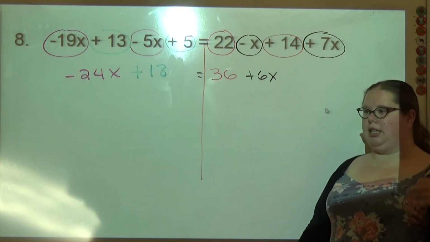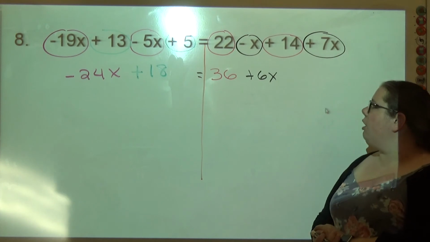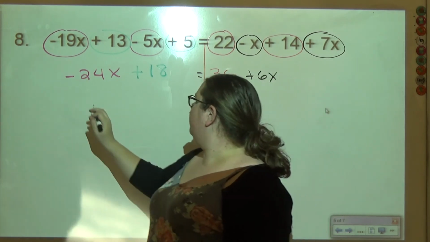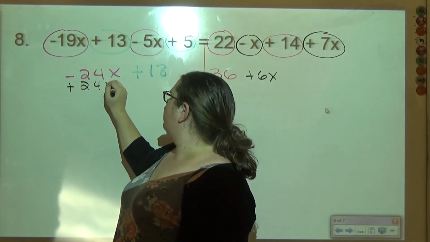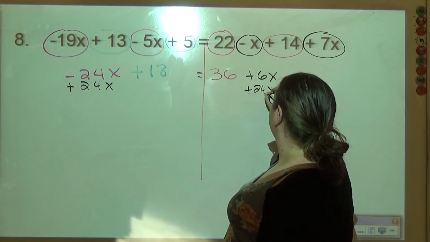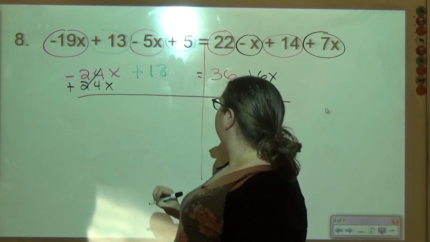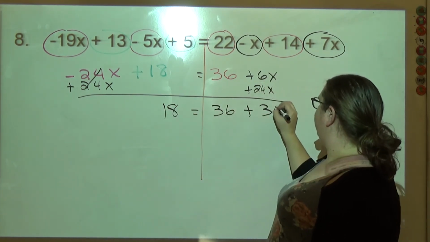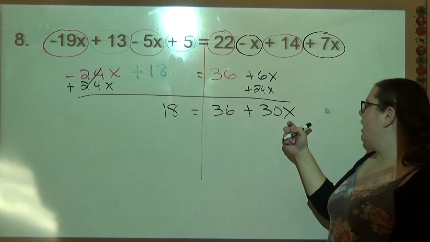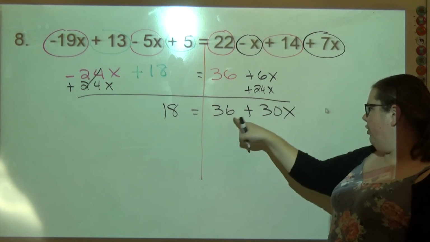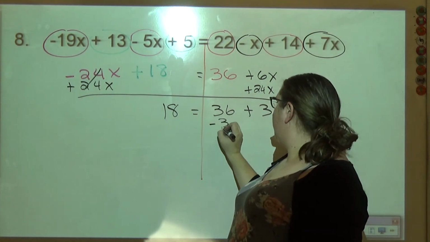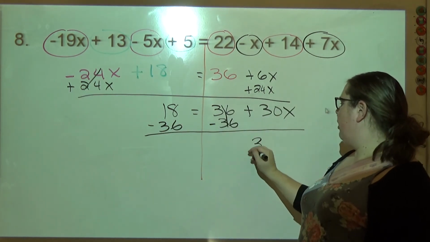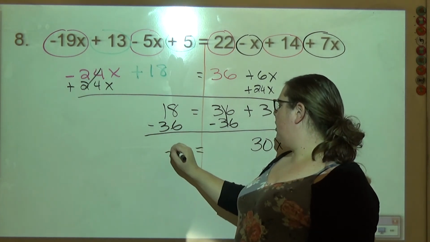Now we're just going to follow our steps. Move my smaller x. Who's smallest? I have 6 and I have negative 24. So I'm going to move the negative 24, positive 24x on both sides. 18 equals 36 plus 30x. Now do our adding and subtracting on the same side that x is. 36 is over here, we've got to move him. Negative 36 on both sides. 30x equals negative 18.